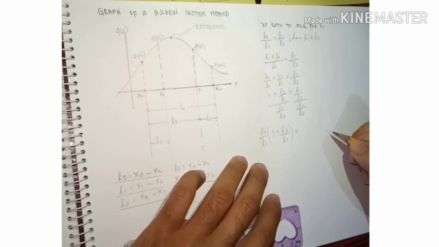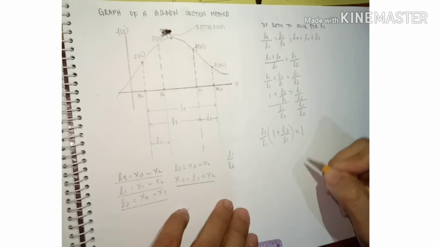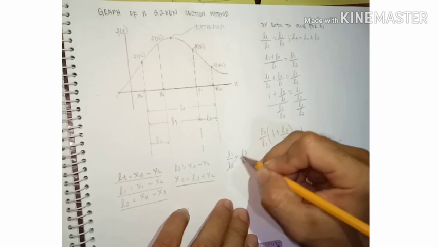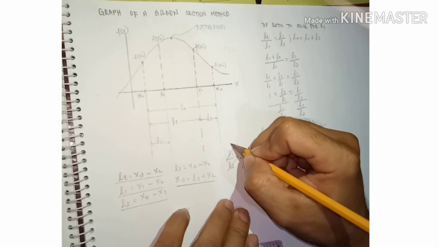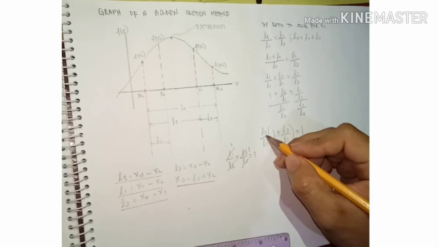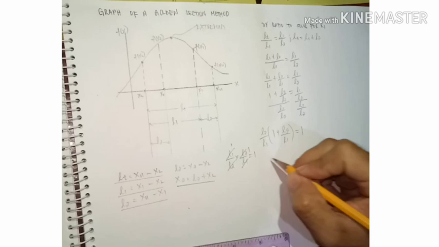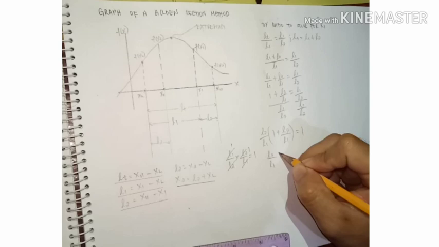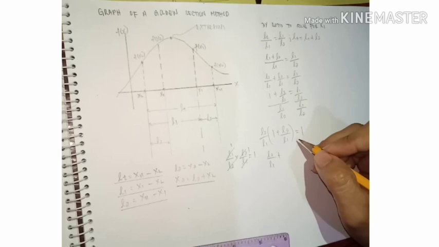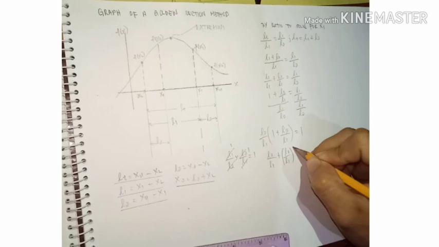Because L1 over L2 and its reciprocal L2 over L1 cancel, this is equal to 1, and we can cancel this also, and it is equal to 1. So 1 times 1 is equal to 1. That's why the remaining value here is equal to 1. Distribute L2 over L1 times 1 is equal to L2 over L1 plus L2 over L1 multiplied by L2 over L1. It is equal to L2 over L1 squared, and it's equal to 1.